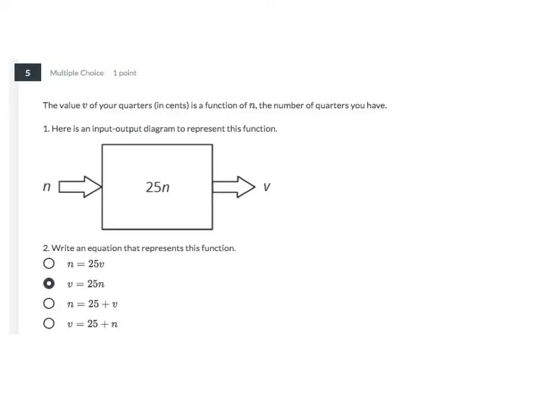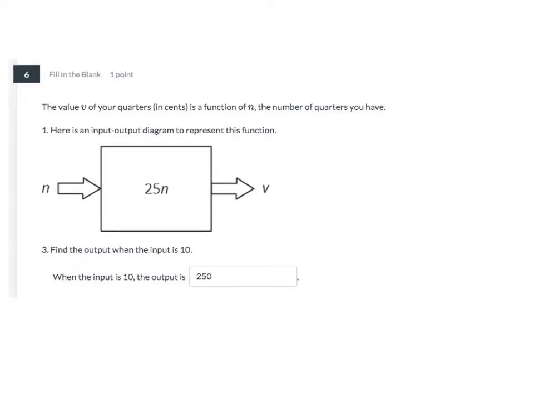All right, here is number 5. We have an input-output diagram, and we want to make an equation. Remember how we were doing the equations. This is our rule, and we want to make an equation. So we have 25n as our rule, and it's always going to equal the output here, V. If we flip-flop that, we have V equals 25n. These are exactly the same kind of thing, just one right after another.